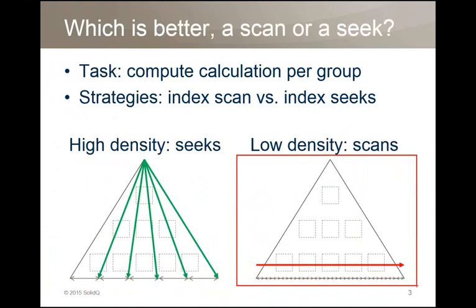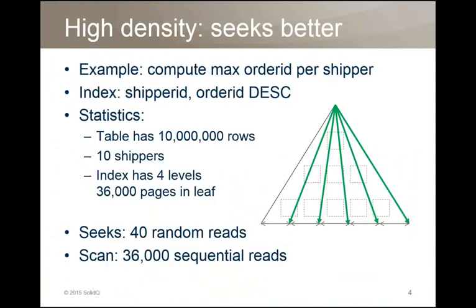So here, the pattern that has low density of the group element typically will benefit from applying a scan within the index, right? So let's start examining more specific examples. So let's start with a case where we have very high density.